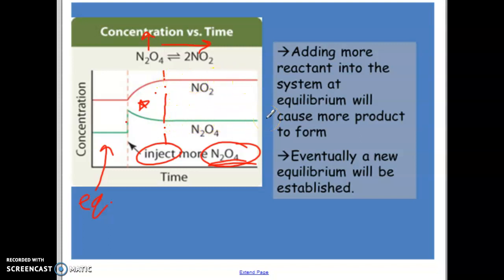you end up having a new equilibrium being established. So in equilibrium, we applied a stress. In this case, the stress was adding in reactant. There was a reaction to that. In this case, it was a shift to the right. And then a new equilibrium was established. So the process is always the same. Equilibrium, a stress, a reaction to that stress, or a shift occurs, and then a new equilibrium eventually is established.